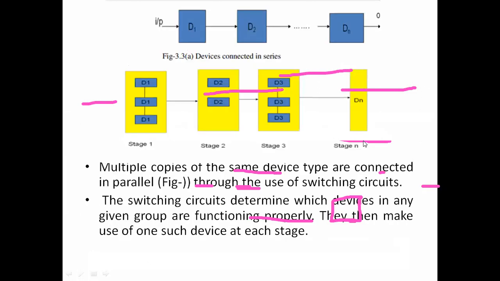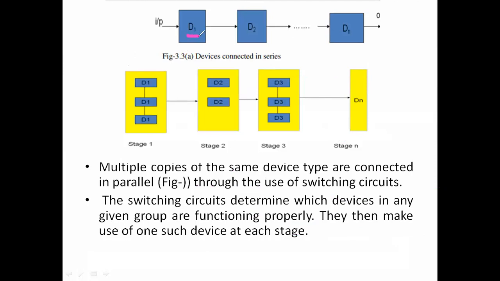So here it shows how the parallel connections are made. There is device 1, device 2, up to a number of devices connected in series, and for each device we make a copy of another one. That is stage 1. For D2 we make another copy, for D3 we make another copy, up to Dn. So in each stage, how many reliable devices do we need to take?